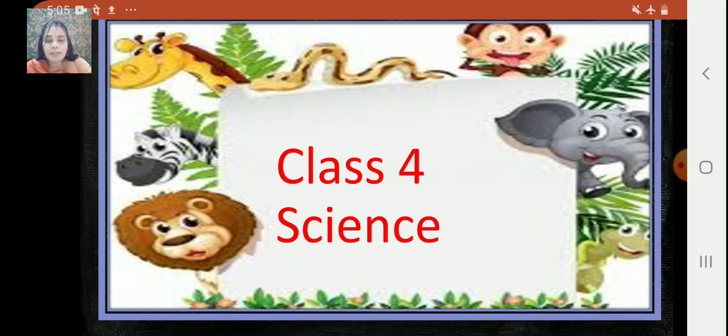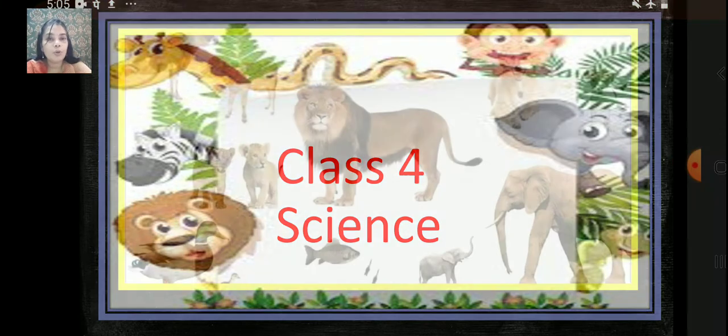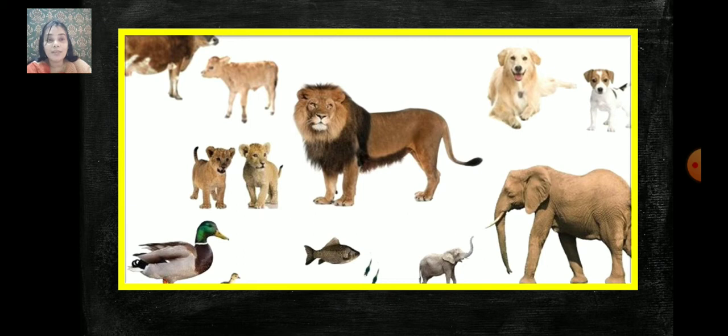Let me begin today's lesson like this. Now, I'm going to show you an image. Have a look at the slide. What can you see? Animals and their babies. Very good. Can you see here the lion, lion's baby, dog and its baby, elephant, elephant's baby, fish and its baby, duck and its baby, cow and its baby. So all babies.